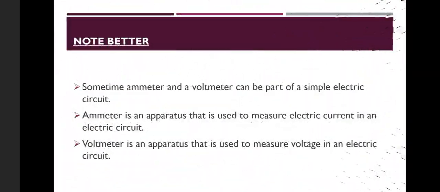Again, I want you to note those items that we have mentioned there. They are the main components of an electric circuit, but sometimes you can have other accessory components. The two accessory components that are sometimes found within an electrical circuit are the apparatus that we call number 1, voltmeter, and number 2, ammeter.